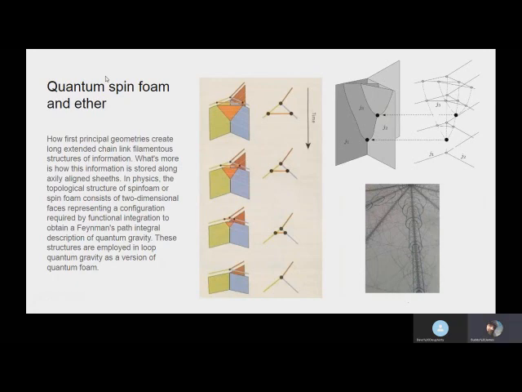Quantum spin foam and ether. How first principle geometries create long, extended chain-like filamentous structures of information. What's more is how this information is stored along axially aligned sheets. In physics, the topological structure of spin foam consists of two-dimensional faces representing a configuration required by functional integration to obtain a Feynman path integral description of quantum gravity. These structures are employed in loop quantum gravity as a version of quantum foam.